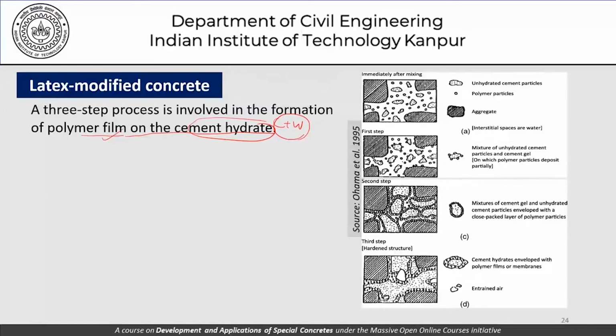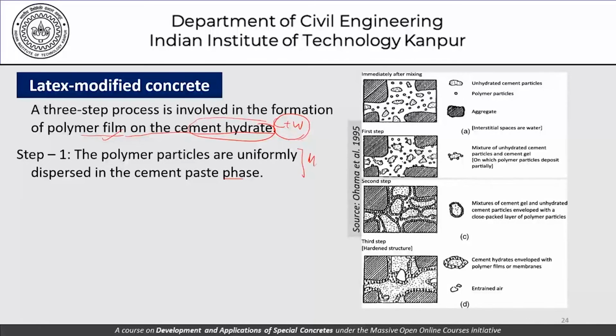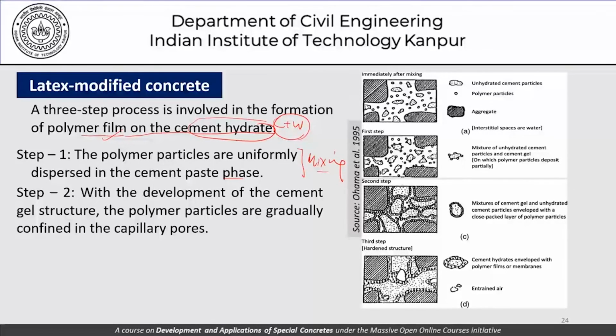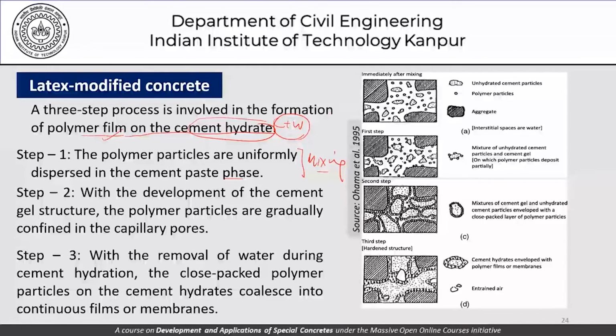Step 1 is the polymer particles are uniformly dispersed in the cement paste phase. So this part is part of the mixing, that as we are mixing the cement and the water and all the other ingredients along with this polymer, the polymer particles are uniformly distributed or dispersed in the cement paste phase. The step 2 is the development of the cement gel structure. The polymer particles are gradually confined in the capillary pores. And the third step is, with the removal of water during cement hydration, the close-packed polymer particles in cement hydrates coalesce into a continuous film or membrane.